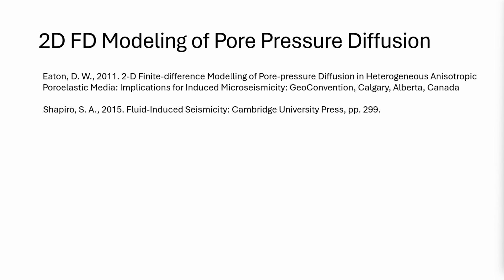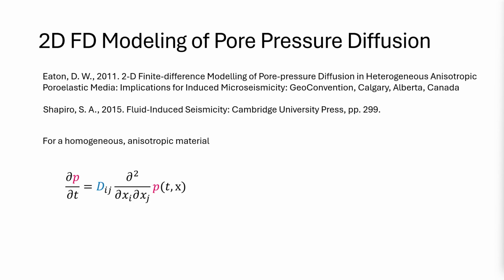For a homogeneous and isotropic material, we can use the diffusion equation to describe the pore fluid pressure diffusion process. Here P is the pressure perturbation, and it is generally taken as the deviation from the hydrostatic pressure conditions. And D is the diffusivity tensor.